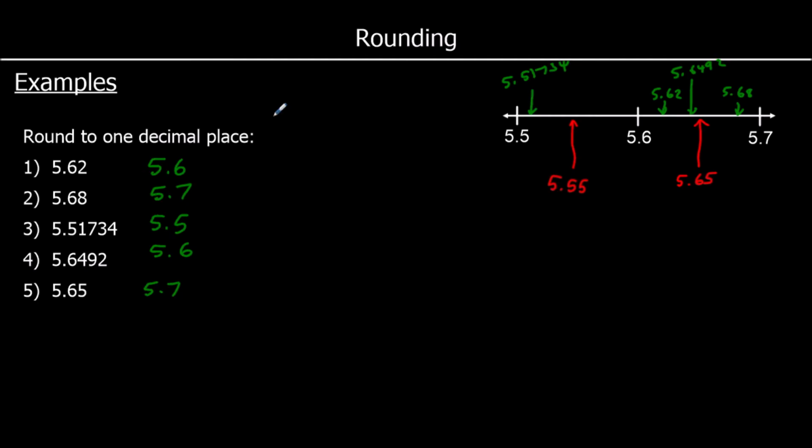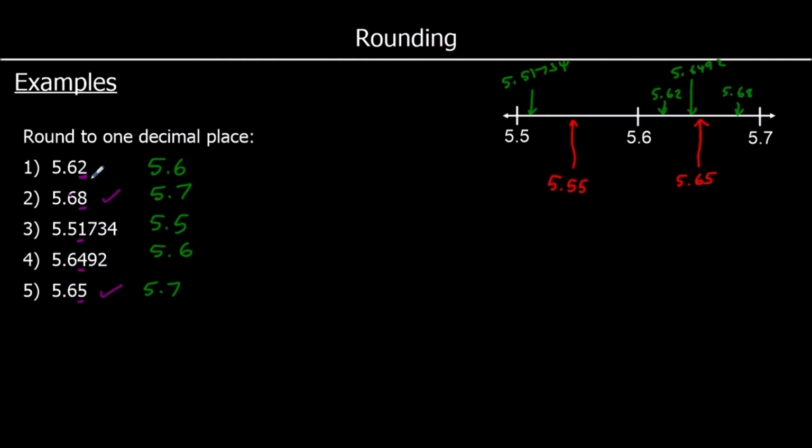So let's look at our rule for rounding. When we're rounding to 1 decimal place, so that's 1 number after the decimal point, we're going to look at the next number, the next digit, so the second decimal place, and we're going to say, is it 5 or above? If it is 5 or above, like this one and this one, we're going to round it up. So it's going to go up to 5.7.